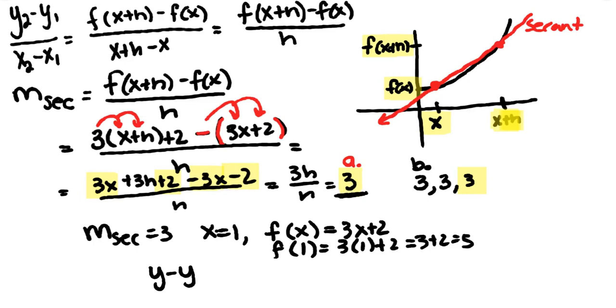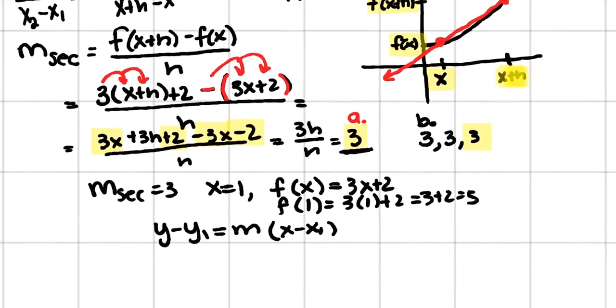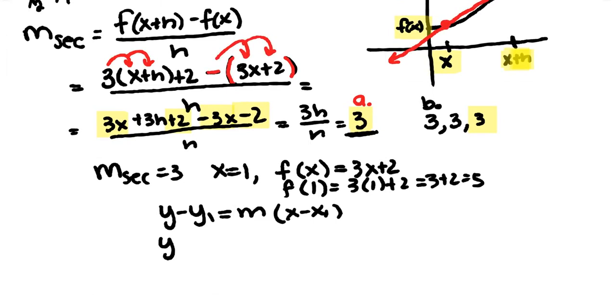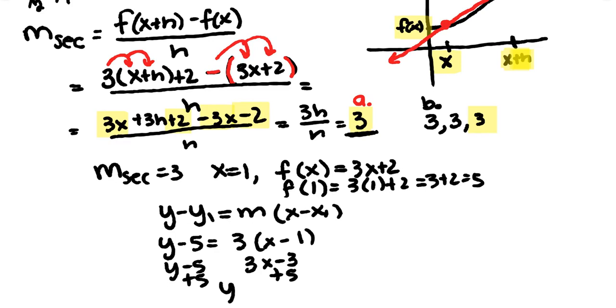The formula is y minus y1 equals m times x minus x1. We call this point slope form. And I'll substitute the slope as well as my ordered pair into this formula. That gives y minus 5 equals 3 times x minus 1. I'll use the distributive property on 3 to get 3x minus 3 and add 5, and this gives y equals 3x plus 2. Y equals 3x plus 2 is the equation of the secant line.